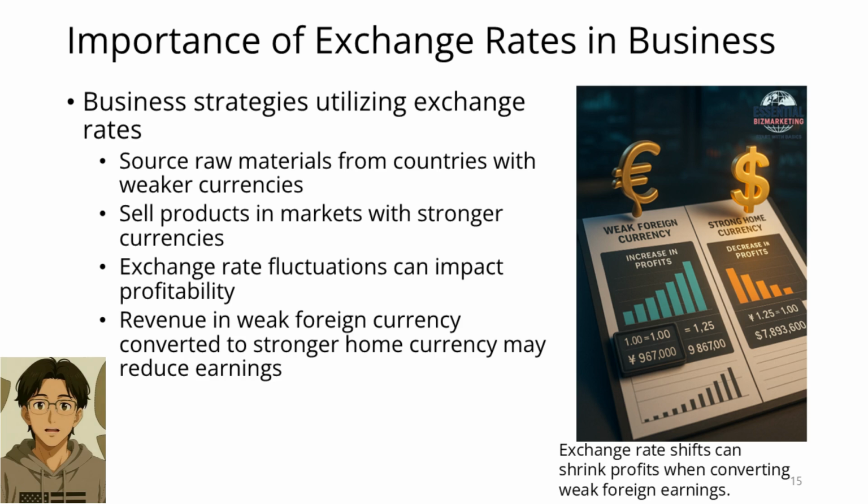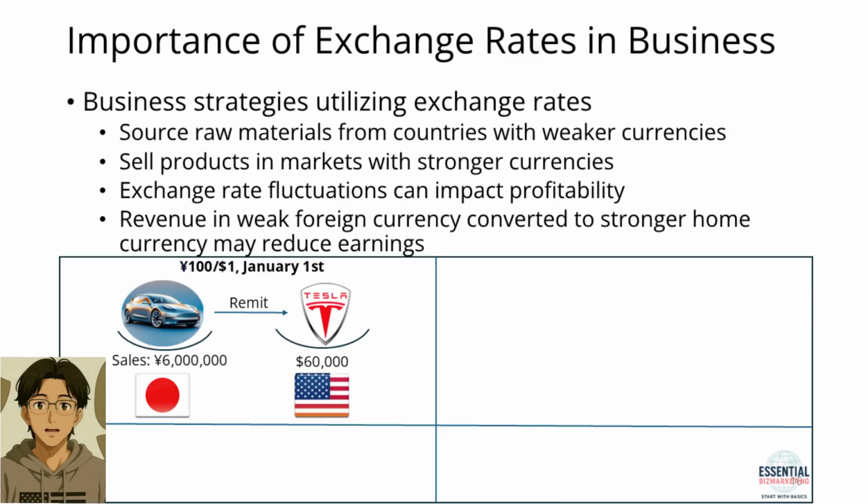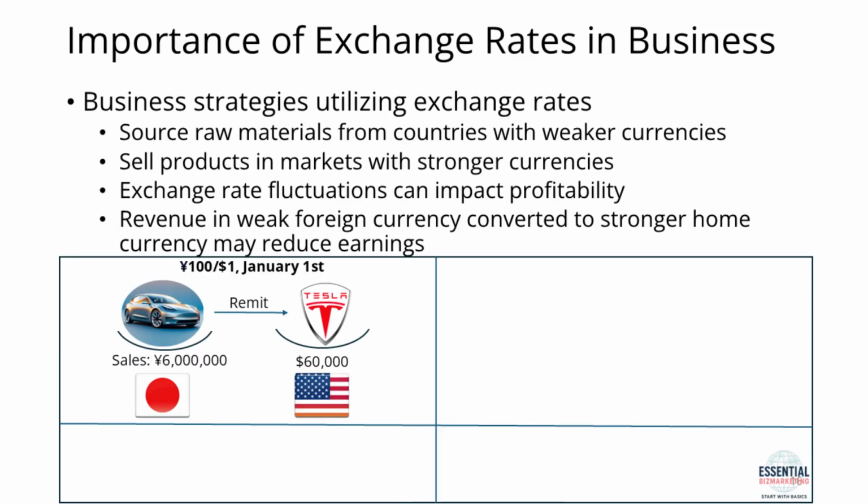Companies may source raw materials from countries with weaker currencies to lower costs. They also target markets with stronger currencies to maximize revenue and profit margins. Let's see how exchange rates affect overseas revenue. Tesla earns 6 million yen in Japan, which converts to $60,000 at a rate of 100 yen per $1. This amount is then remitted back to the US, reflecting stable earnings in dollar terms.